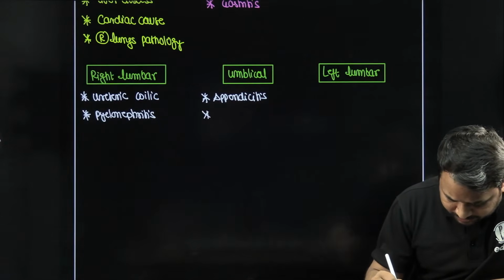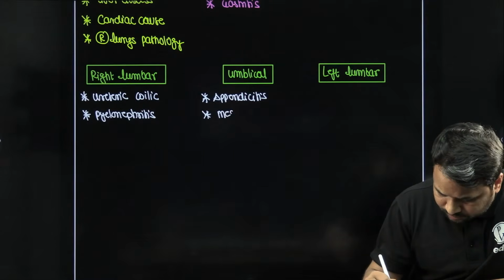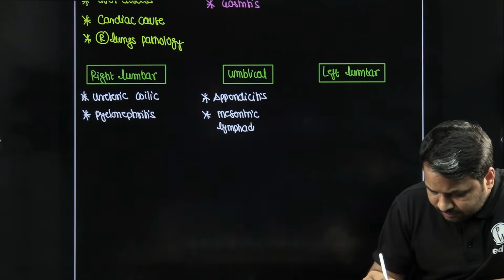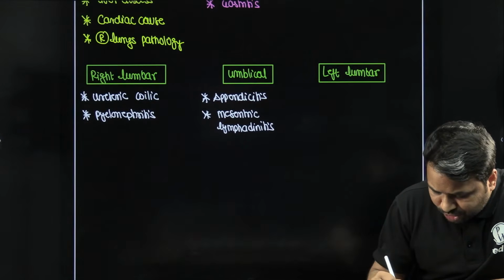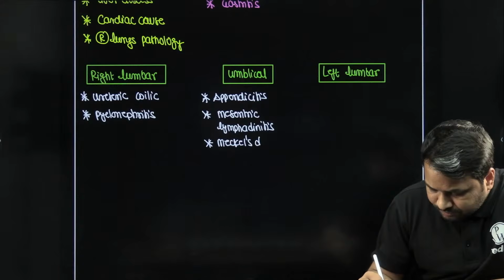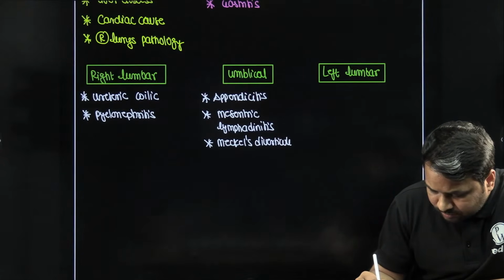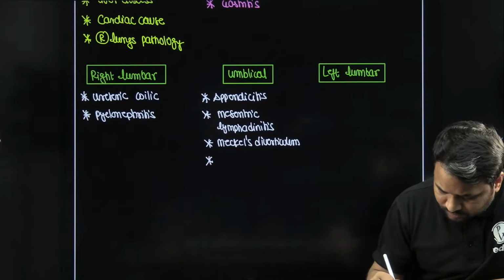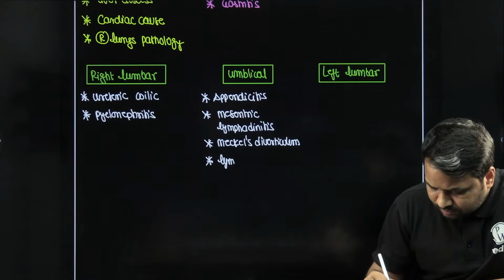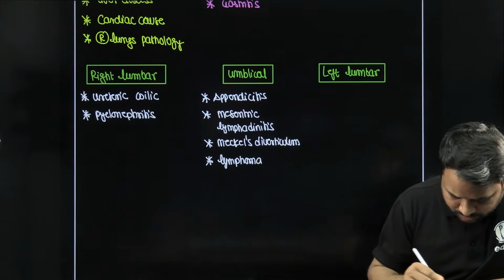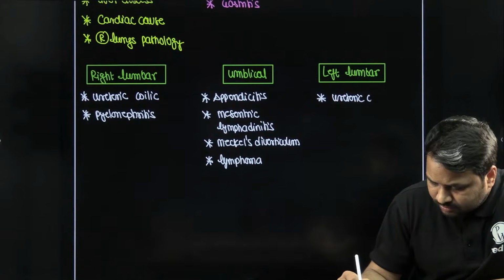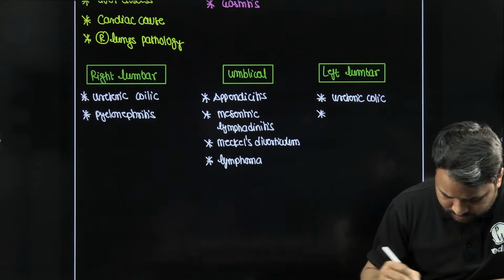then you have mesenteric lymphadenitis, Meckel's diverticulum, and if there is any lymphoma associated pain, there is going to be umbilical pain. The left lumbar will have the same as right lumbar. It is going to be ureteric colic and pyelonephritis.